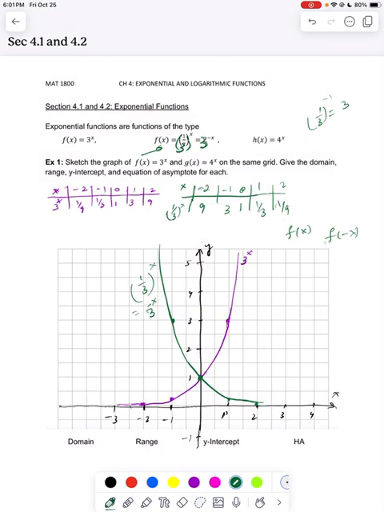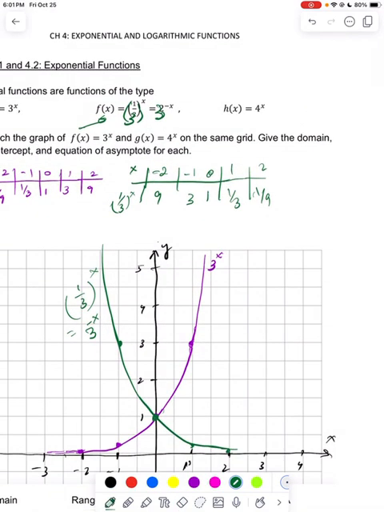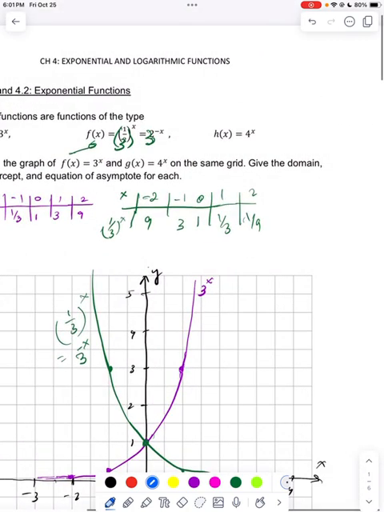Now we will graph the 4 to the x on the same grid. Why am I doing it on the same grid? Because I want you to do some comparison of these graphs. Let's pick another color now, blue maybe. Okay, so now we make a table of values again. Negative 2 will give me 1 over 16. Negative 1 will give me 1 over 4. 0 is 1. 1 is 4.